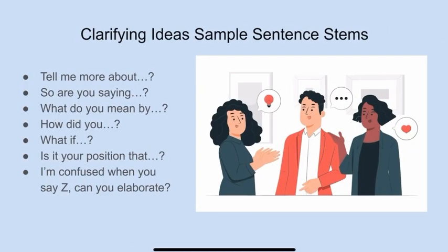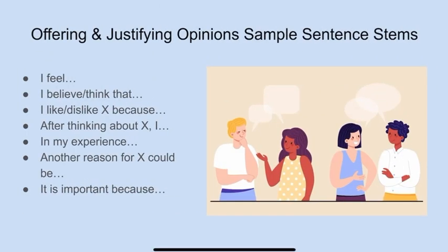Here are some more sentence stems for clarifying ideas. So if a student doesn't really understand or they need more of an explanation, they can use these. So tell me more about. Or, so are you saying, so go ahead and pause again if you need to read more. Okay, some more sentence stems for offering and justifying opinions. I feel, I believe or think that, or I like, dislike X because.